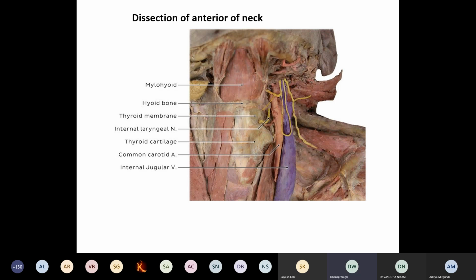Now, when you dissect the front of the neck, we have already dissected the neck region. We have seen the muscles. The hyoid bone is seen. See in this dissection, anteriorly this hyoid bone is seen, and above and below there is a muscle attachment. So from anteriorly, the position is like this. You have seen it already in the dissection hall when you dissected the anterior of the neck.